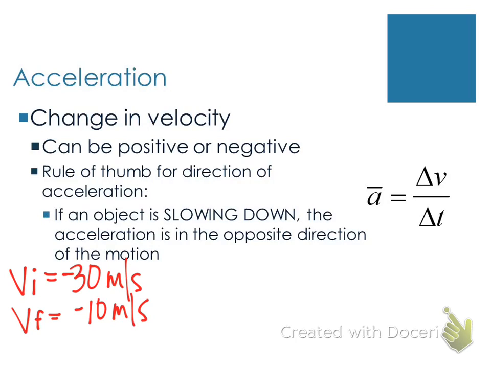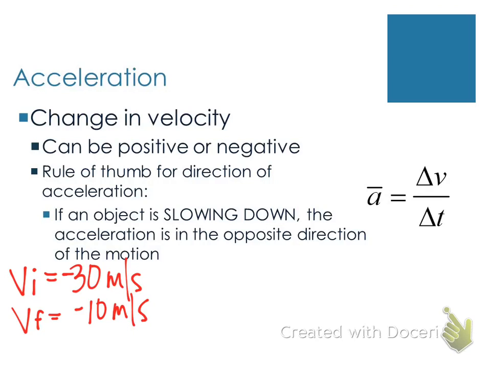Do we agree that we're slowing down? We're going from 30 meters per second to 10 meters per second. We're speeding? The negative only tells us direction. So don't think of the negative as part of the value of the integer, right? So we are going from 30 to 10.